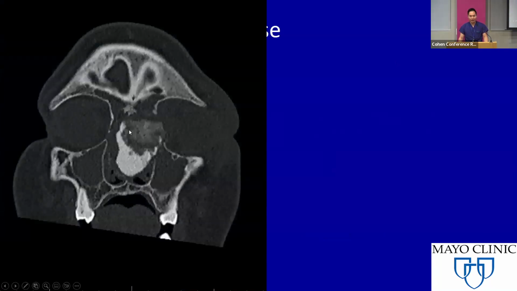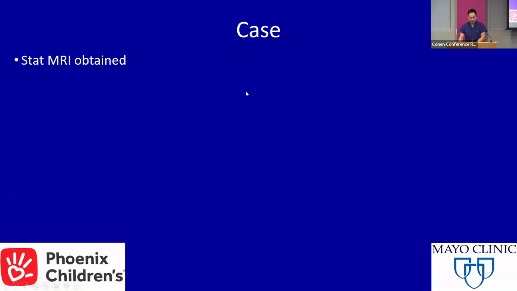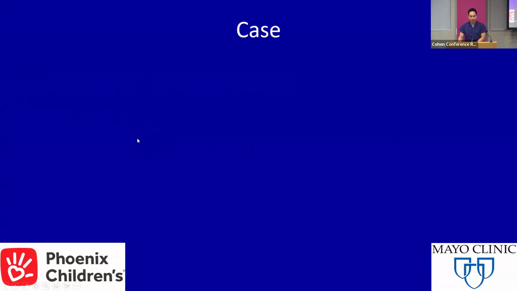So we got a stat MRI, and on the coronal view, you can see the big bony lesion protruding into the medial orbital cavity. Here's another view of it. We actually had ophthalmology do an intraocular pressure. They were normal. So it was likely an acute on chronic process. So he developed an abscess on top of this mass that he's probably had for the last 6 months.